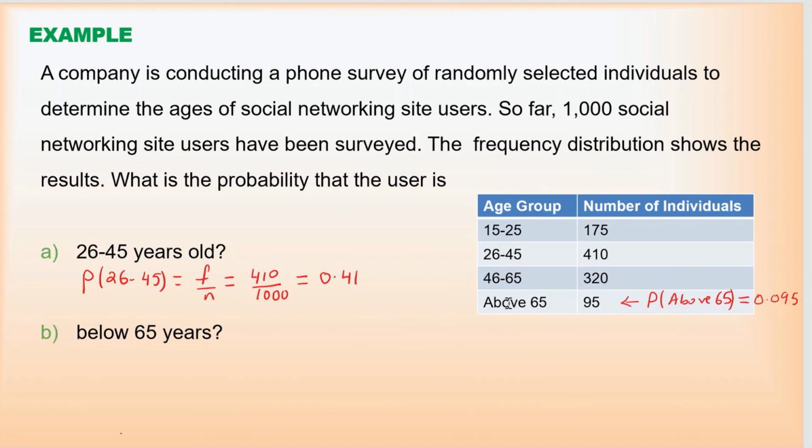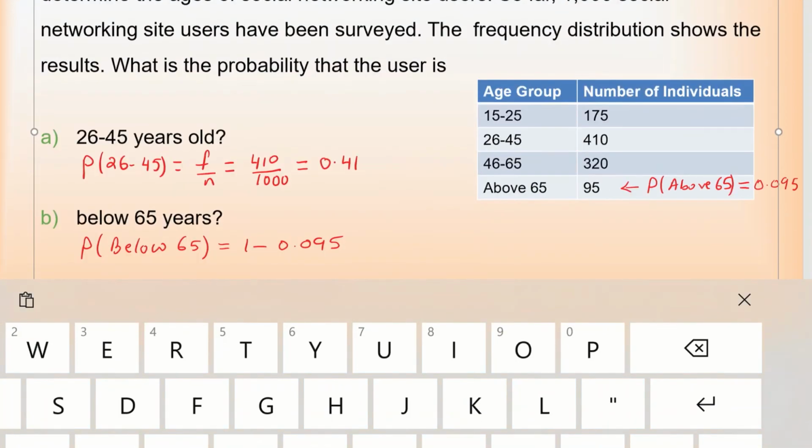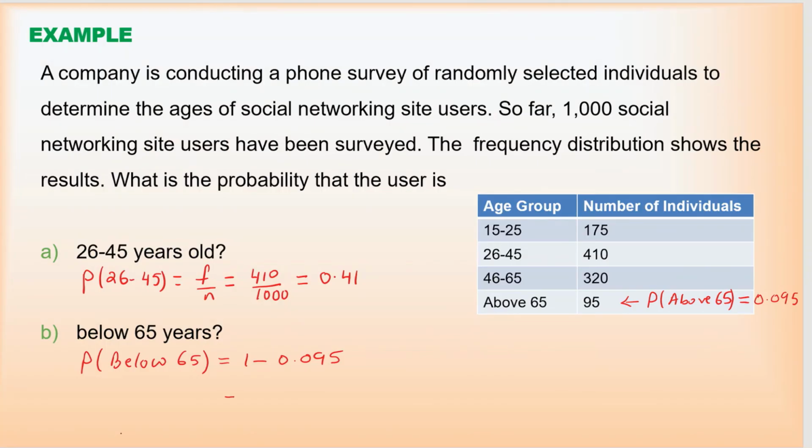So below 65 years and above 65 years are complementary events. If I want to find the probability that the user is below 65 years, I have to subtract this probability from 1. So the probability that the user is below 65 is equal to 1 minus 0.095, which is equal to 0.905. That is the probability that the user's age is below 65. So this is how we can use the statistical probability to find the probability of any event E.